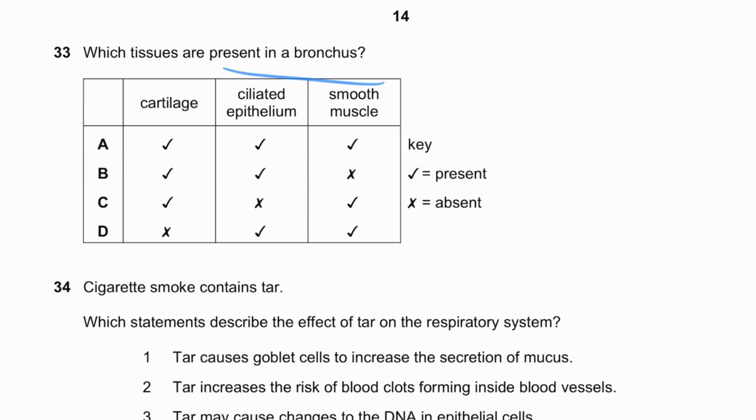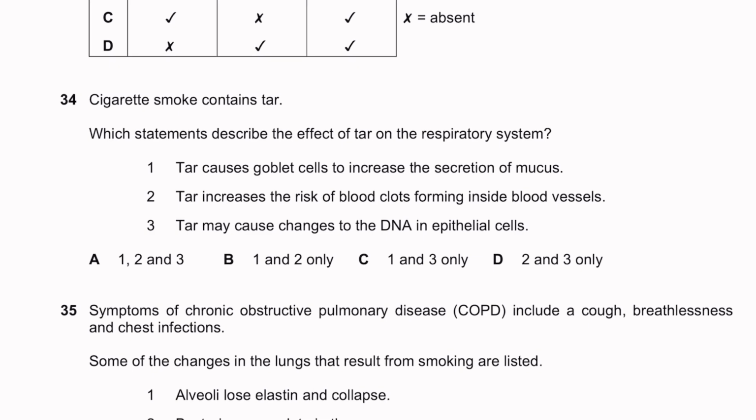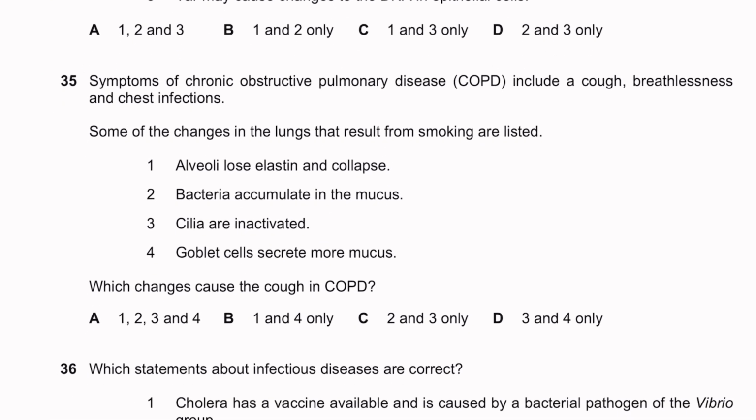Cartilage is present in the bronchus. Everything here is present. Okay. Cigarette smoke is not part of your syllabus anymore. 35. Symptoms of chronic obstructive pulmonary disease, again not part of your syllabus.